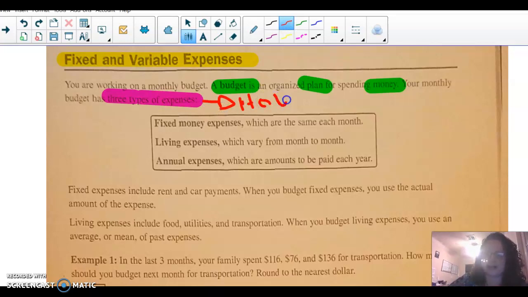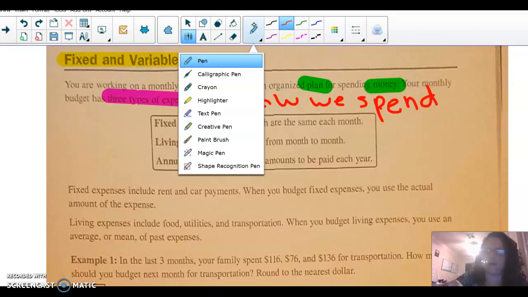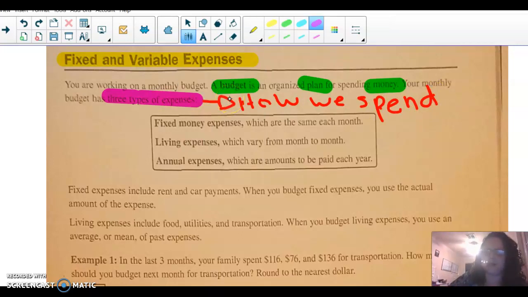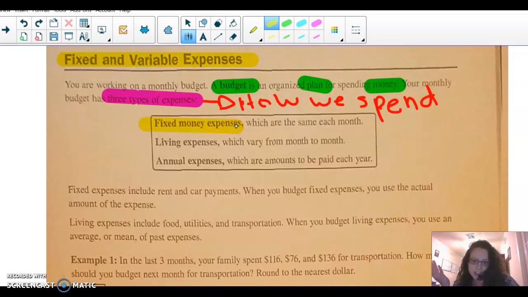So let's write how we spend. All right, so the first way that we can spend our money is going to be fixed expenses. Those are going to be the same each month. An example of a fixed expense is our Netflix bill. Netflix is always $19 every month. It never changes. It's always $19.